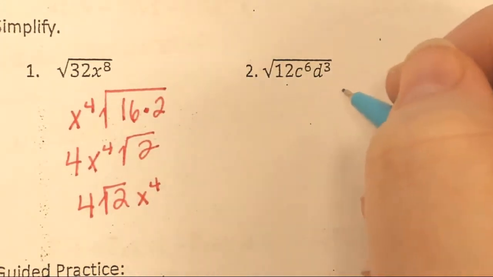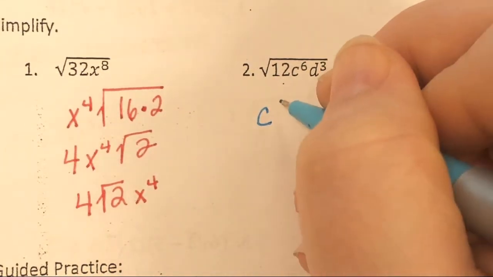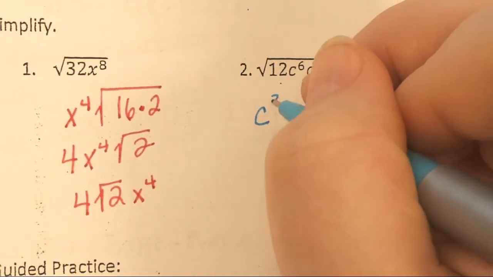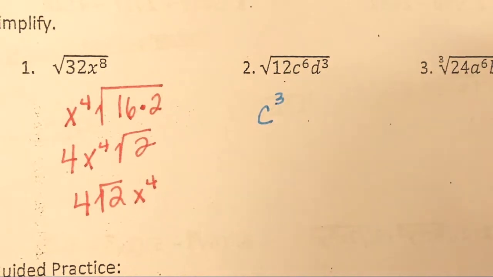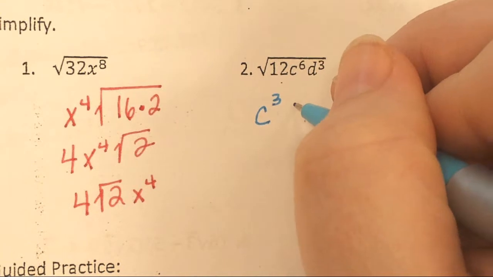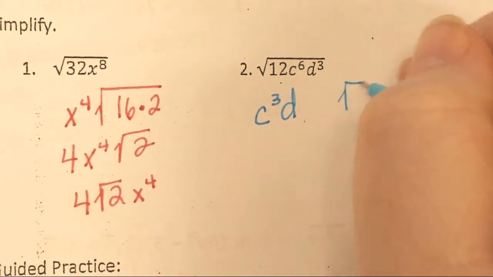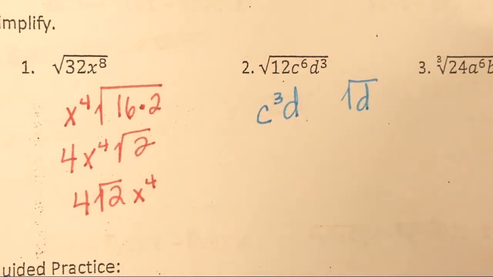I need, ooh, goodness, I need some things. Tell me how many C's come out. We can do that. That's easy. 3. So c to the third. That part was easy. Now tell me about the d's, that's not as easy. One d comes out, and then what happens?